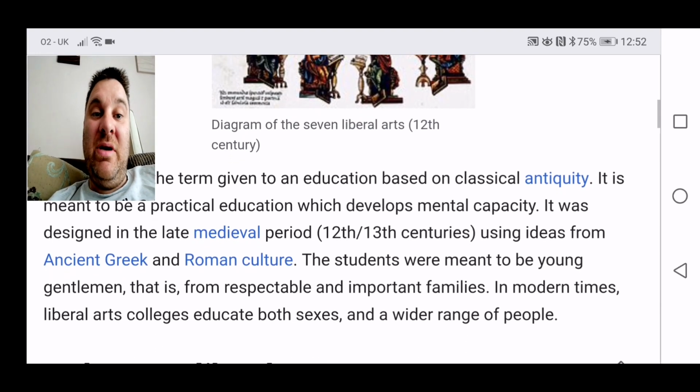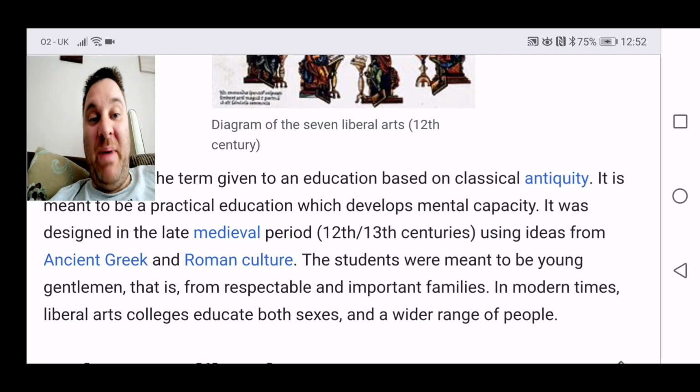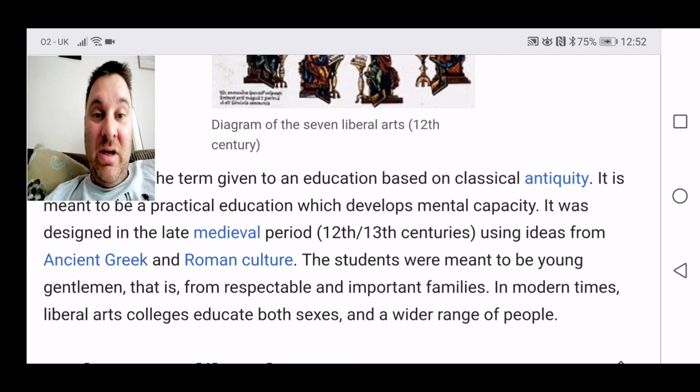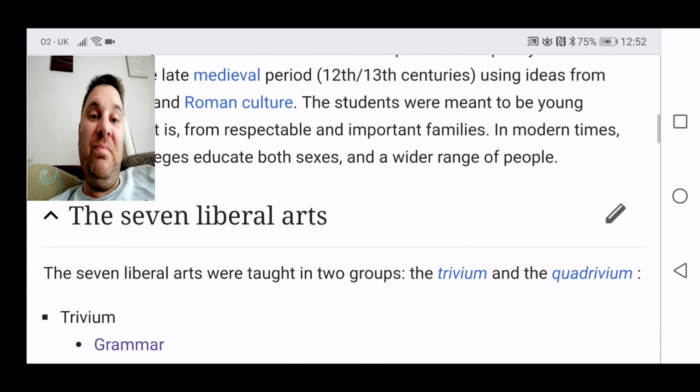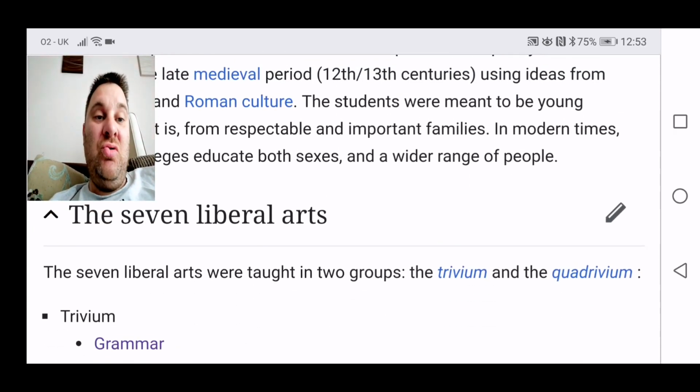It was designed in the late medieval period, 12th and 13th centuries, using ideas from ancient Greek and Roman cultures. The students were meant to be young gentlemen, that is, from respectable and important families. In modern times, liberal arts colleges educate both sexes and a wider range of people. The 7 liberal arts were taught in 2 groups called the trivium and the quadrivium.